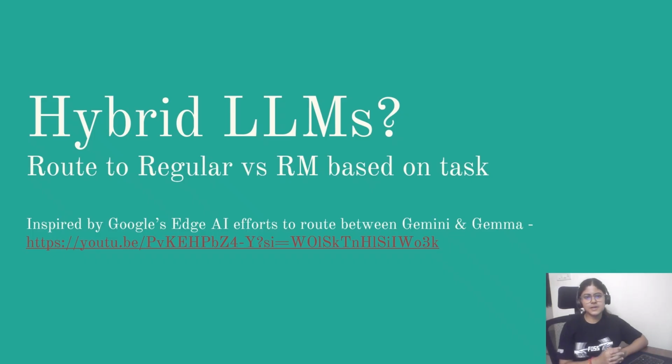Certain ideas that I have been exploring are about hybrid LLMs. This was an idea by Google. I came across their video on Edge AI. There has been a lot of work being done on Edge AI, and they came up with a concept, because in Edge you need to run systems on less compute and with faster inferencing. So for that they switch between Gemini and Gemma based on the question being asked. It will either go to the cloud-based model or the local model based on the query.